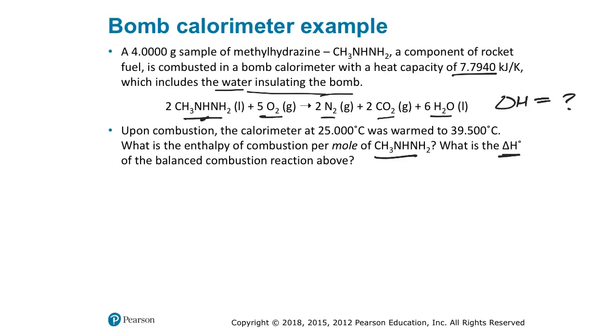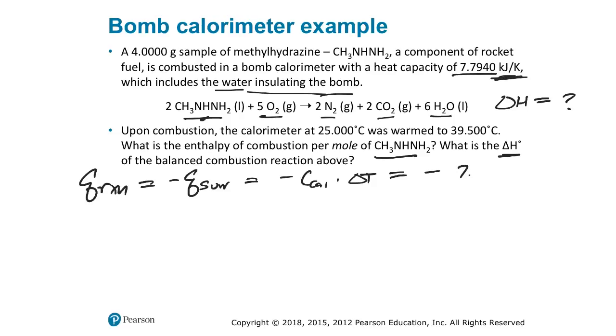So the setup here: Q of the reaction, the heat change of this reaction, we're going to solve from the negative of the heat change of the surroundings. The surroundings are the entire contents of the calorimeter. So we just get C-cal times delta T. There's no m term here, and you can see that in the heat capacity term, there's no gram unit. So all we need to do is plug in 7.7940 kJ per Kelvin, and the temperature change. The temperature is going up by 14.500 degrees C, so delta T is the final minus the initial.